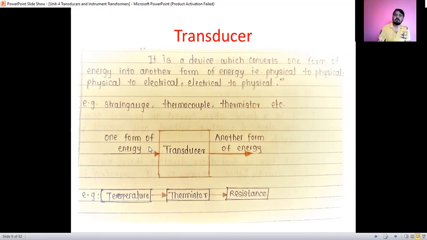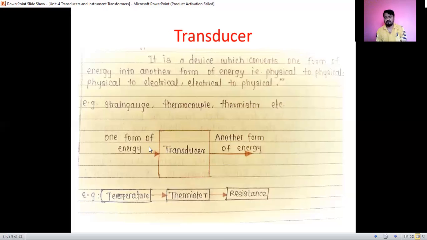So a transducer is a device which converts one form of energy to another form. The conversion may be physical to physical, physical to electrical, or electrical to physical. So the definition of a transducer is a device which converts one form of energy to another form of energy. You already know examples like strain gauge, thermocouple, thermistor, etc.